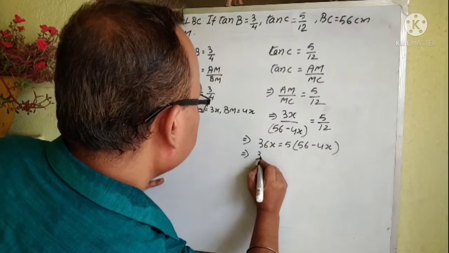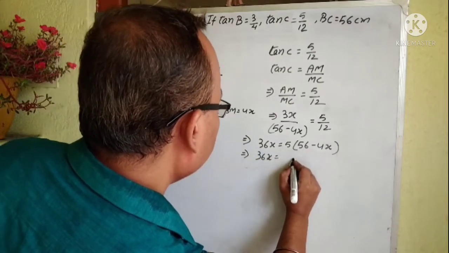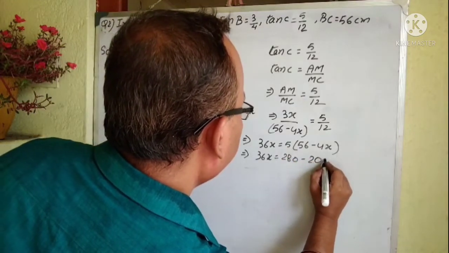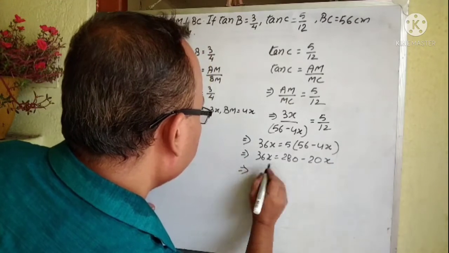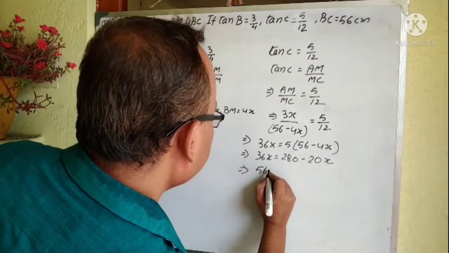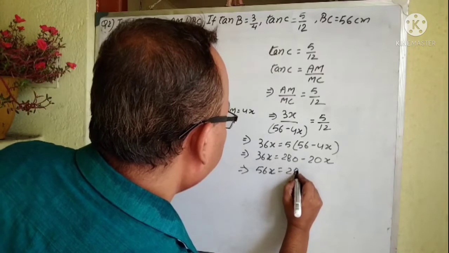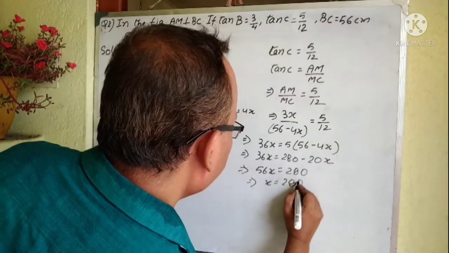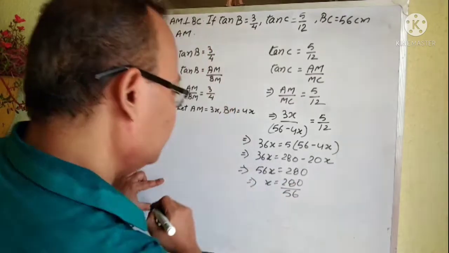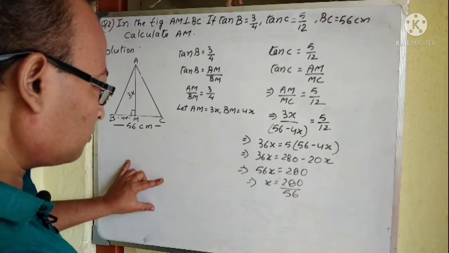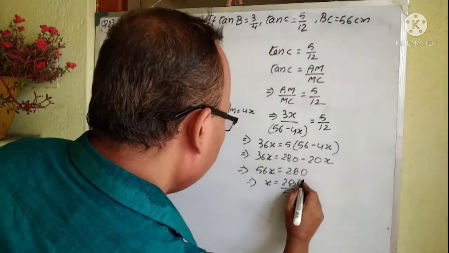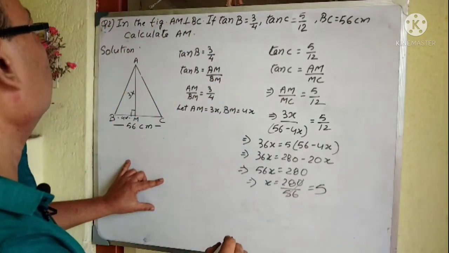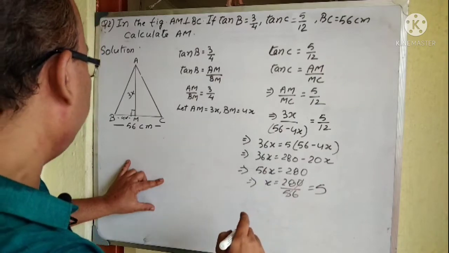So 36x is equal to 280 minus 20x. So it will become what? It will become 56x is equal to 280, or x is equal to 280 by 56. Now divide it. It will be your 56 5s are 280. So your x is equal to 5.